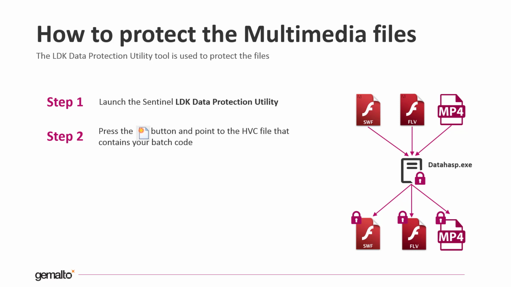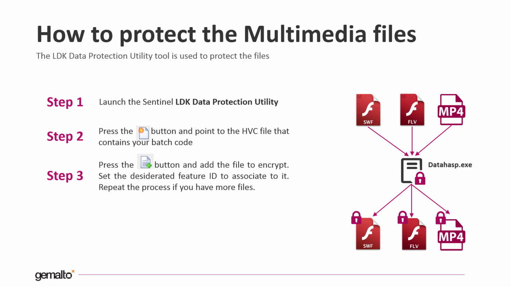Then we point to the HVC file that contains our vendor code. We then press the add button and add the multimedia files to protect. During this phase we select the feature number to associate with the protected file. To use the file on the client computer, a key with the same feature ID is required. The last step is to press the encrypt button.